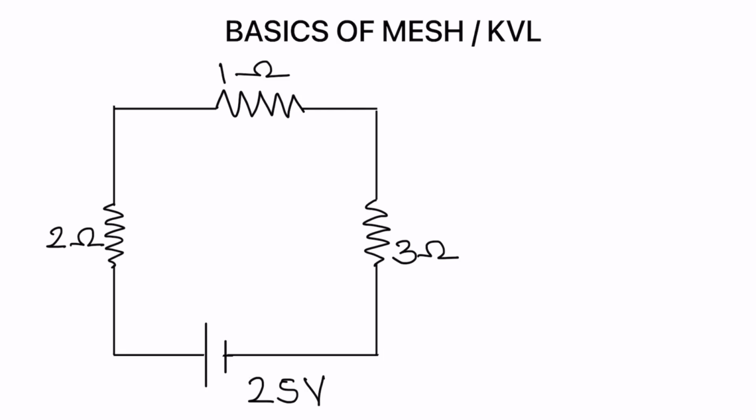KVL equation of the given loop has to be written. So let us see first how many closed loops are there. 1 ohm, 3 ohms, 25 volt, 2 ohms. So there is only one closed loop. So we will get one equation for the given circuit.